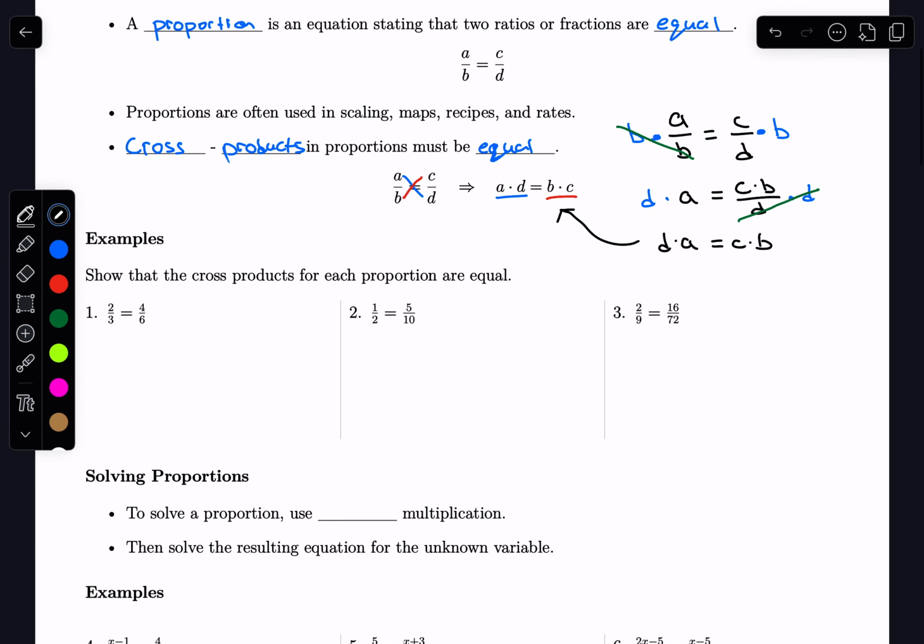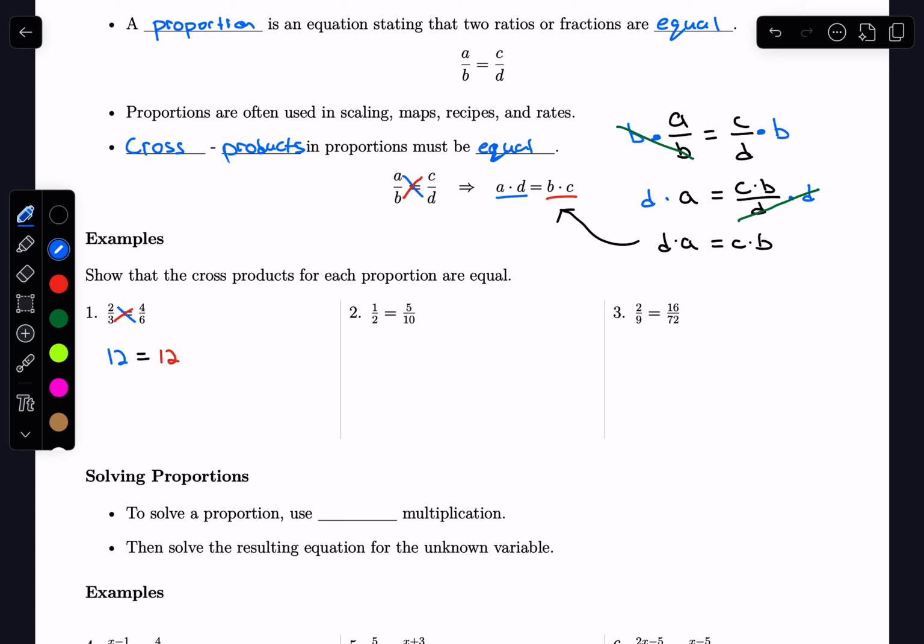All right, so now first couple examples. We're just going to show that cross products are equal for each of these proportions. Number 1, we have 2/3 equals 4/6. We should know that those are equivalent fractions. But if we go ahead and multiply across, 2 times 6 is 12, and across the other way, 3 times 4 is also 12. So the fact that 12 equals 12 tells us that that proportion originally was valid.